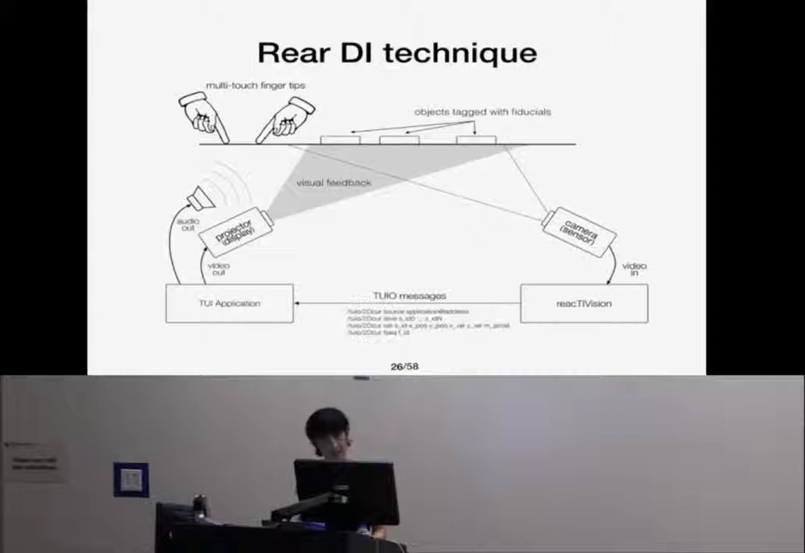And so behind the scenes, just an overview, it basically works as a rear diffuse illumination technique, meaning that everything happens below the tabletop surface. One part of the system captures the position, location, and rotation of the objects using a camera connected to computer vision software, in this case reacTIVision, and then reacTIVision sends 3D messages about these objects to a 3D application that deals with the behaviors of the different objects. And then there is a module that projects and provides audio feedback as well.